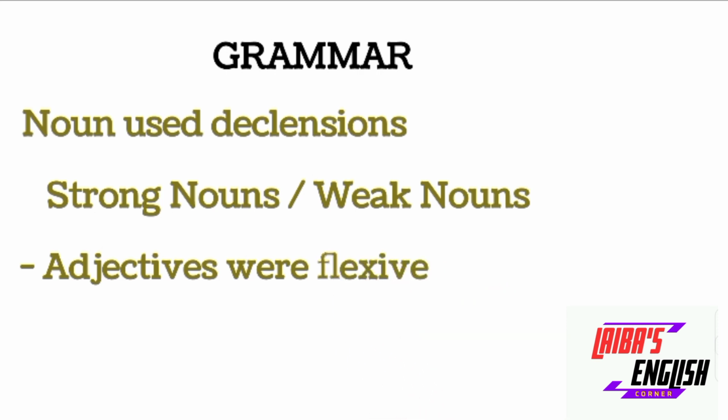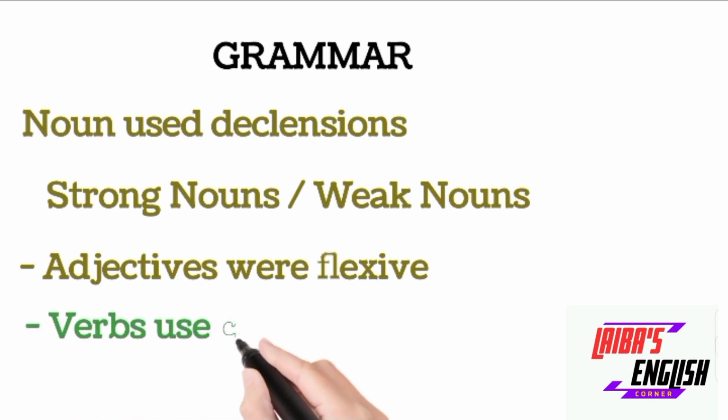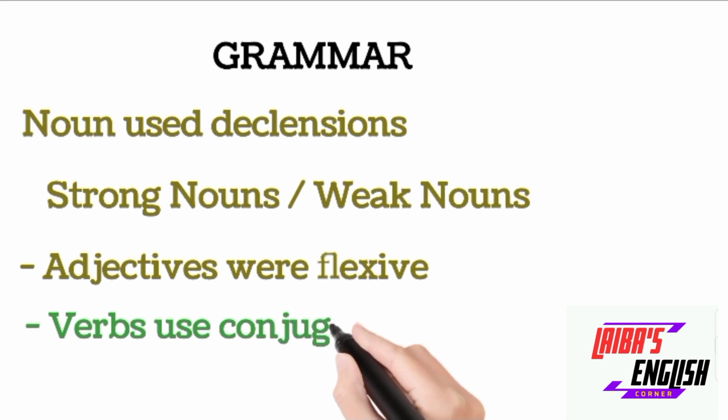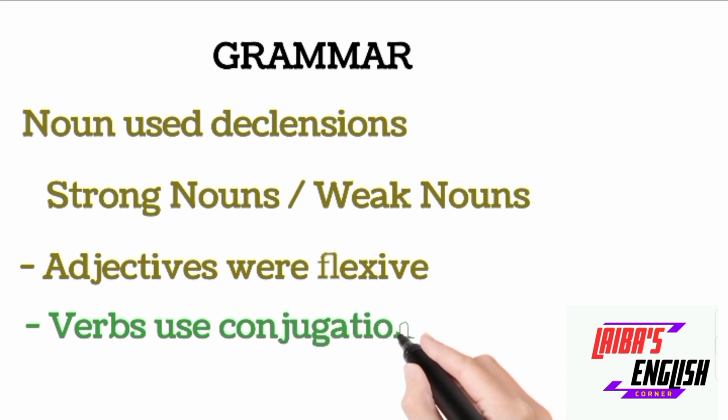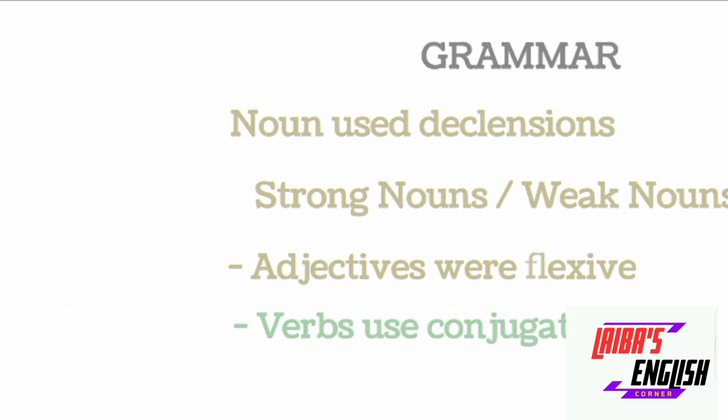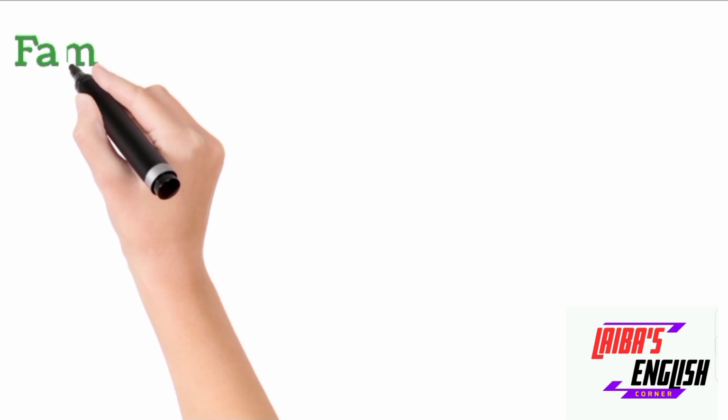Similarly, adjectives were also inflected at that time. Verbs used conjugations, and verbs were also present in two types, strong and weak. And strong verbs gave birth to the irregular verbs of today. So, this is the grammar structure of that time. I hope you are clear about Old English till now.